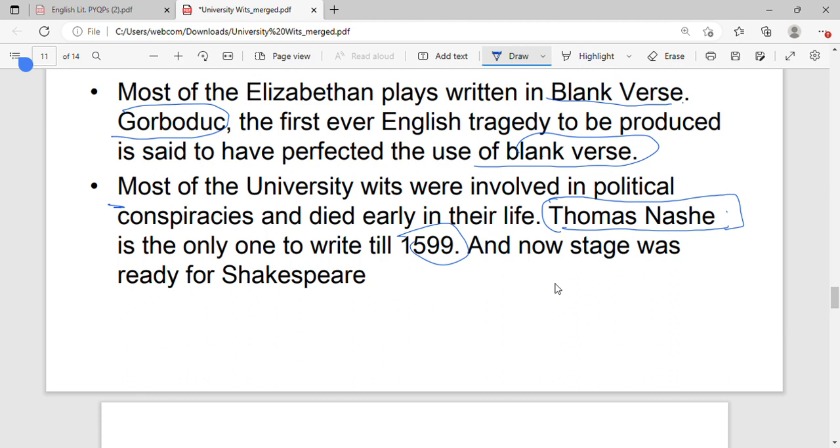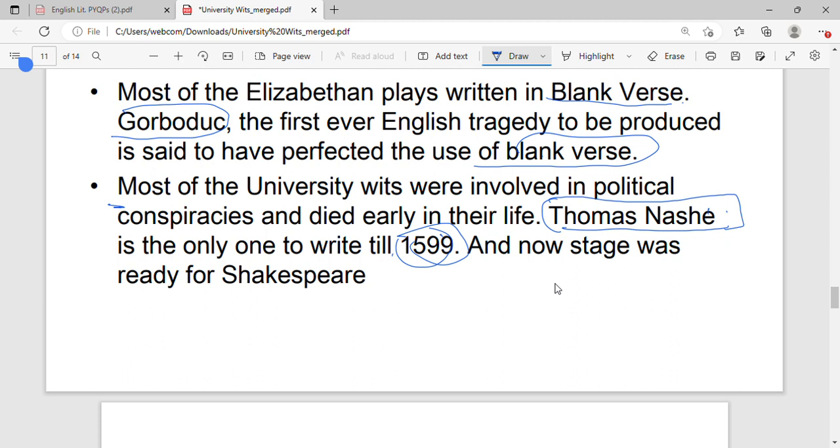Yeah, this information I had shared with you earlier, that they were involved in political conspiracies, right? And Shakespeare had his lesson after seeing them getting imprisoned, so he did not get involved in any of these. That's why you will see that in his history plays about Richard II, Richard III, and Henry IV, the very first of the Tudor dynasties, he didn't discuss any of the contemporary kings or queens or earls, because he knew what the consequences would be, right? As most of these University Wits died very early in their lives, Thomas Nash is the only one who wrote till 1599.